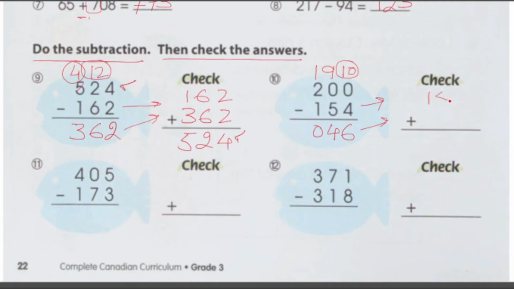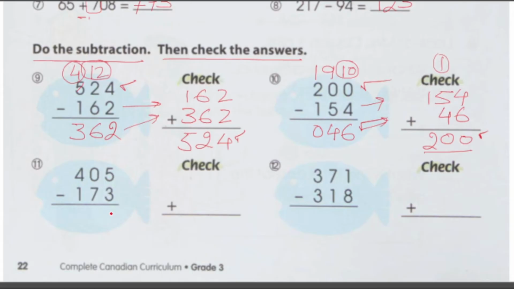That means 1, 5, 4 and 46. 6 plus 4, 10. Carry 1 to the 10th place. 5 plus 4, 9 plus 1, 10. Carry 1. So 1 plus 1, 2. So the answer is 200, which is equal to this minuend.